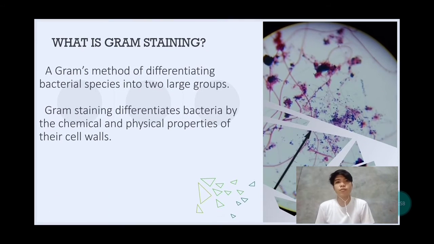So, what is Gram staining? It is Gram's method of differentiating bacterial species into large groups. Gram staining differentiates bacteria by the chemical and physical properties of their cell walls. Again, it's a common technique used to differentiate the two large groups of bacteria, which are the Gram-positive and the Gram-negative, based on their differentiable constituents.